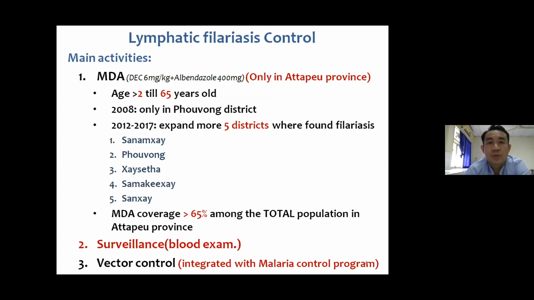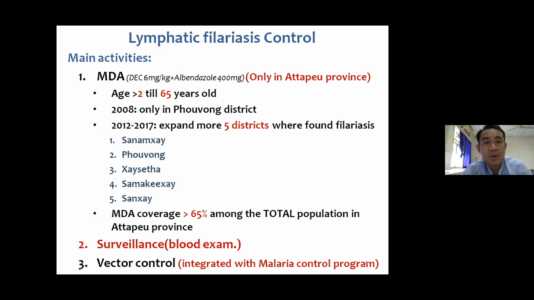This slide shows you the control of lymphatic filariasis. The main activity for controlling this parasite is that we conduct MDA with DEC plus albendazole. This is for the age group from 2 until 65 years old, that we provide the MDA on.